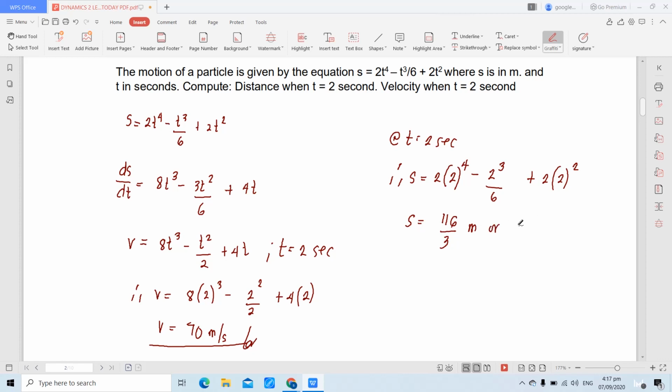What is 116 over 3, guys? That is 38.67. Okay, and that will be the requirement for distance. And that is case number 1. Any questions?